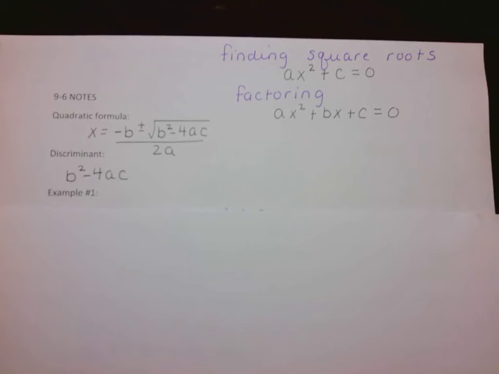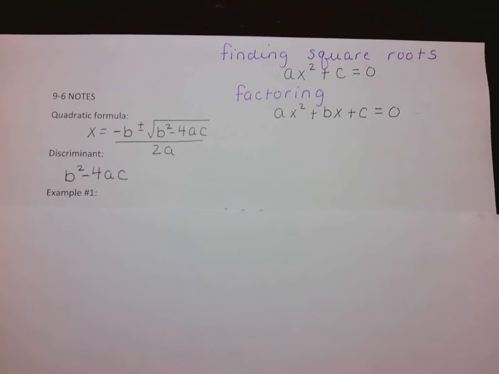Then we're going to talk about the discriminant. The discriminant is what is underneath the radical symbol, and the discriminant is going to tell us how many real solutions the equation has. Now, it's not going to tell us what the solutions are. It's just going to tell us how many there are. So, in other words, the discriminant is going to tell us how many times this graph is going to cross over or touch the x-axis, if at all.